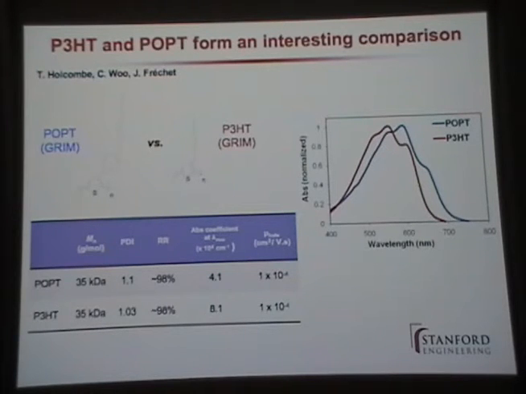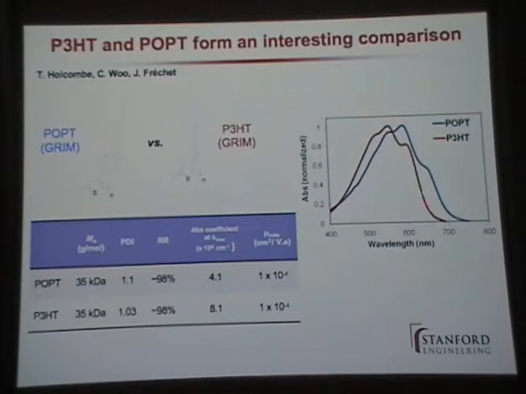So the idea here is to take P3HT and POPT. They look very similar, and the Frechet group is a synthetic group, so they have pretty good control over the materials they make, and so they make POPT and P3HT with similar molecular weight, similar polydispersity, similar regioregularity, and mobilities measured both, in this case, in a space charge limited current diode, but also in transistors, they got fairly similar mobilities.